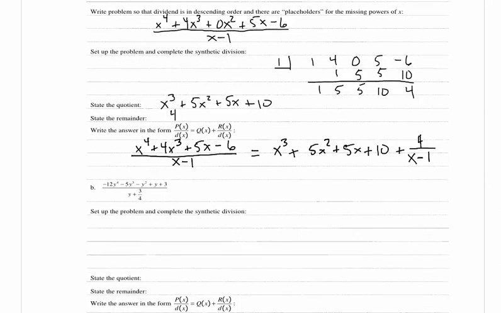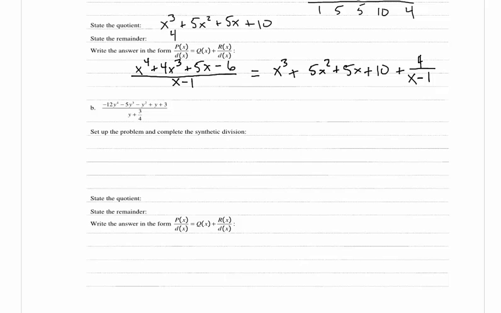In B, we have negative 12 y to the fourth minus 5y cubed minus y squared plus y plus 3 divided by y plus 3/4. And because we have a plus sign in our divisor, we're going to have negative in our synthetic division. So we're going to have negative 3/4. And then our coefficients of the dividend are negative 12, negative 5, negative 1, positive 1, and 3. And draw our horizontal line.